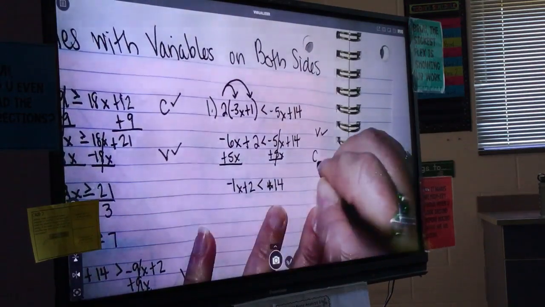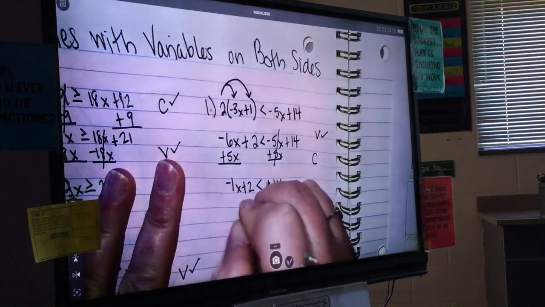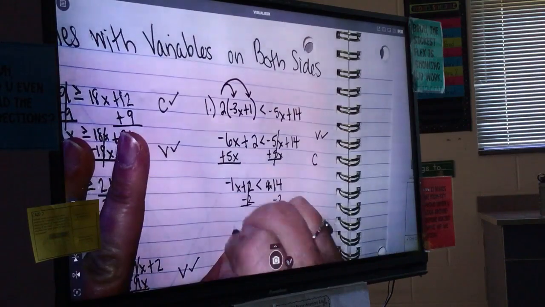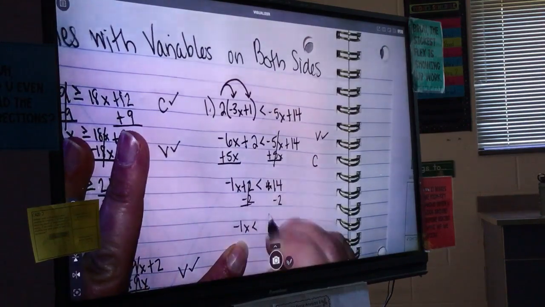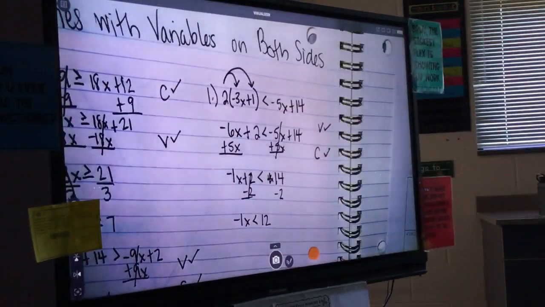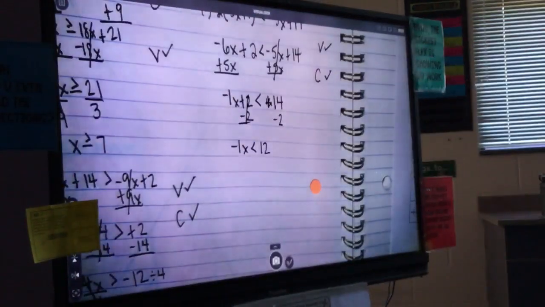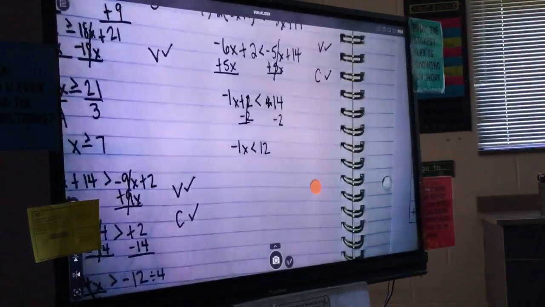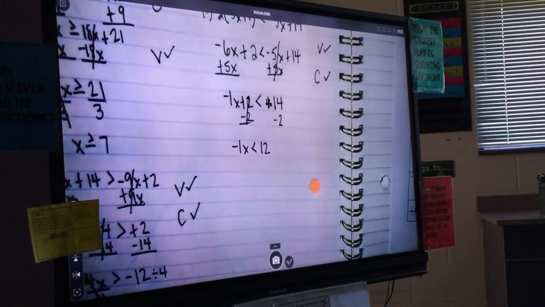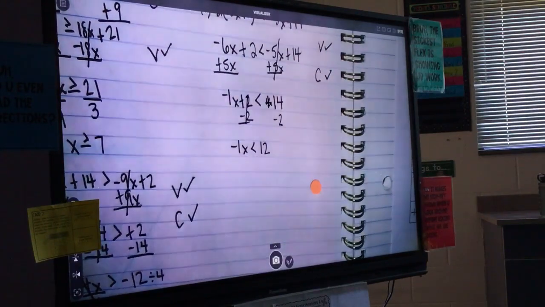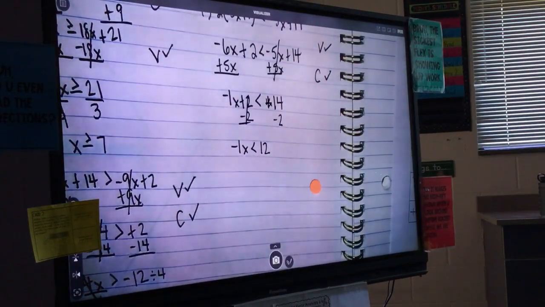Then I'm going to look for the constants. So I'm going to subtract 2 here, subtract 2 here. Bring everything down. I have negative x is less than 12. Thumbs up if your last step before solving this problem has either a negative 1x is less than 12 or an x is greater than negative 12. You should have one of 2.